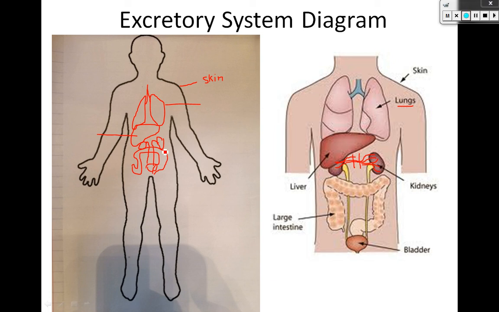Oh, sorry, I forgot to label. So these are the kidneys. This is the large intestine, and this here is the bladder. So go ahead and pause that and draw it and label it.